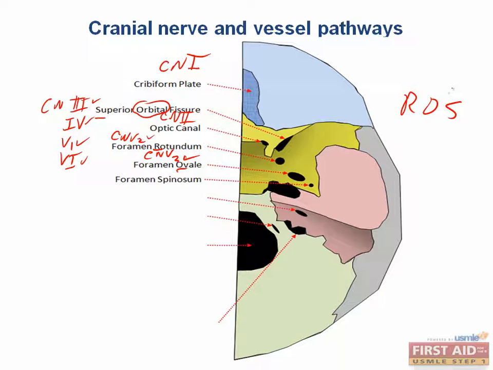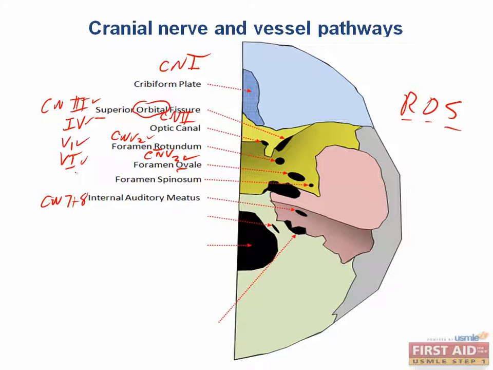ROS, which usually stands for review of systems, but here rotundum, ovale, and spinosum. The posterior cranial fossa foramina pass through the temporal bone or the occipital bone. In the temporal bone, we have the internal auditory meatus. Cranial nerves 7 and 8 pass through here.